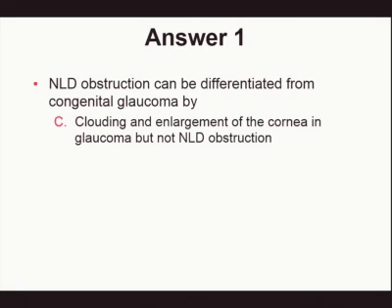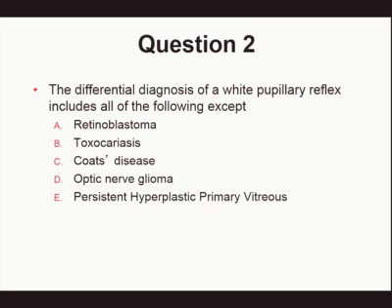Okay. So yes, you're correct. Clouding and enlargement of the cornea in glaucoma will occur, but not in nasolacrimal duct obstruction. And then the differential diagnosis of a white pupillary reflex includes all of the following except: A, retinoblastoma; B, toxocariasis; C, Coats disease; D, optic nerve glioma; or E, PHPV.